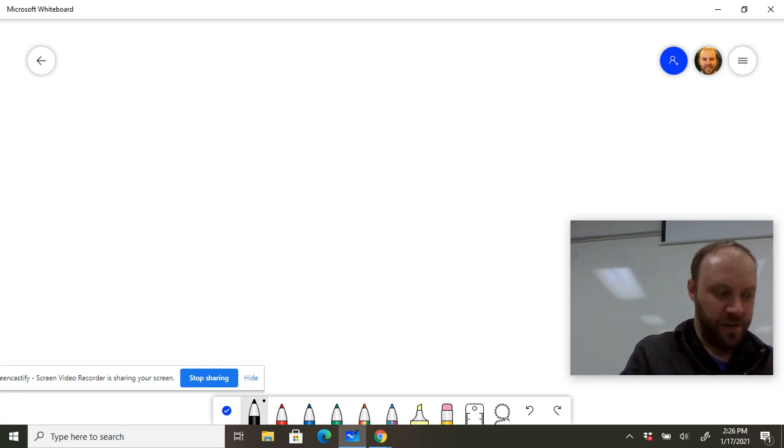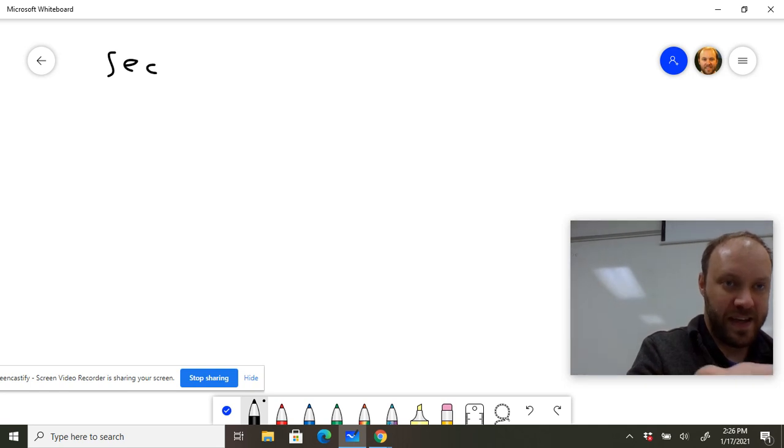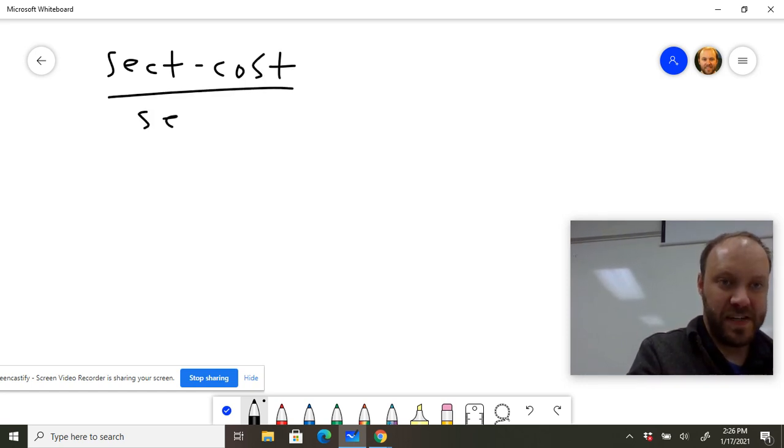Okay, so the first one here, this is problem number 11. You're supposed to verify that secant of t minus the cosine of t, all over the secant of t, is equal to the sine squared of t.